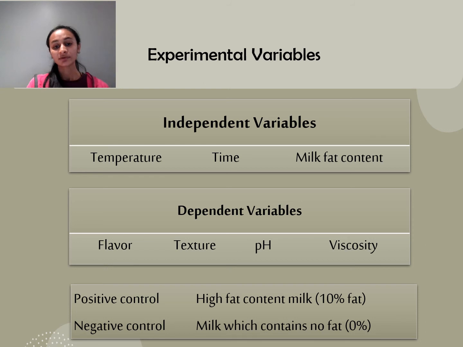The high fat milk, which contains 10% fat, is our positive control, and the milk with 0% fat content is our negative control.